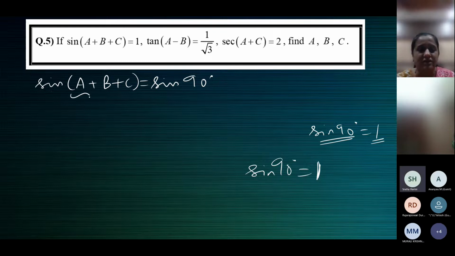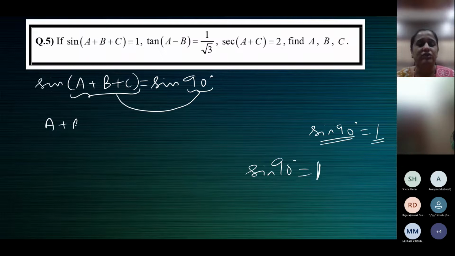See, sine, this is an angle. A plus B plus C, when you add, you will get one angle. You will get one value. A plus B plus C is equal to 90 degrees, ma'am. On comparing both the sides, A plus B plus C is equal to 90 degrees. See here, 90 degrees.